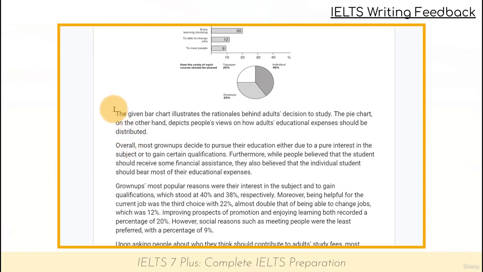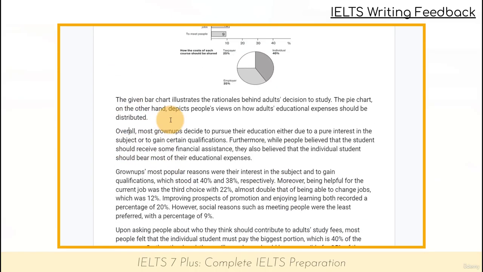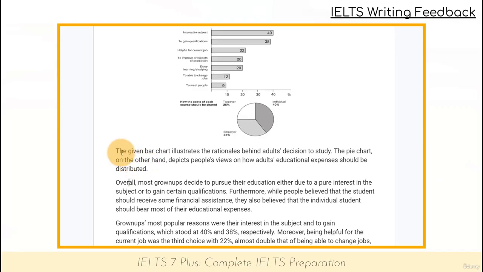I'll give my thoughts as I read through and generally make some small edits. I'm not going to change absolutely everything, but I will make some edits and then I'll give it a Bandscore at the end. Okay, so introduction. The given bar chart illustrates the rationales behind adults' decision to study. Okay, interesting. The given bar chart illustrates the rationales behind adults' decision to study. Yeah, that sounds perfect to me.